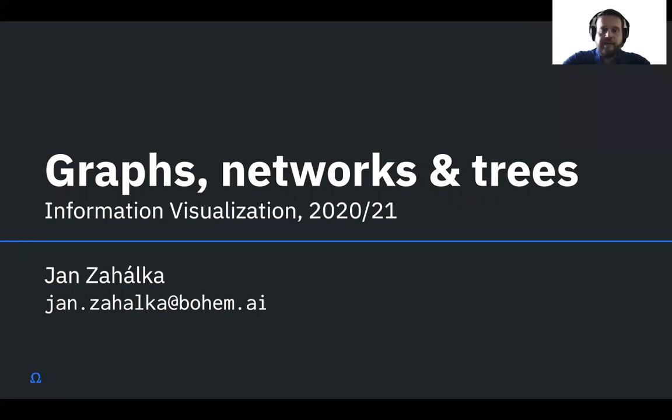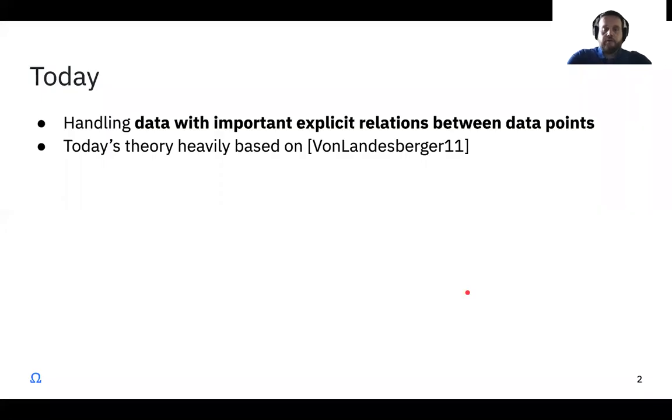Today we are going to be talking about graphs, networks and trees. That means we're going to discover how to visualize data with important explicit relations between data points. Today's theory is heavily based on a paper by Tatiana von Landesberger and collective. That's a useful optional reference for you to summarize what we've been talking about.